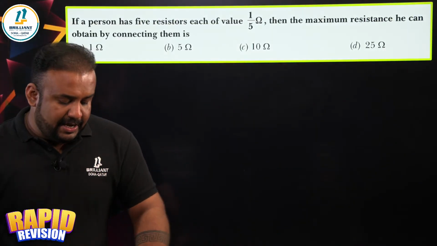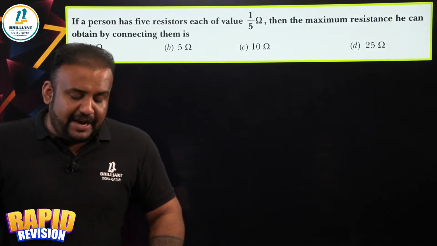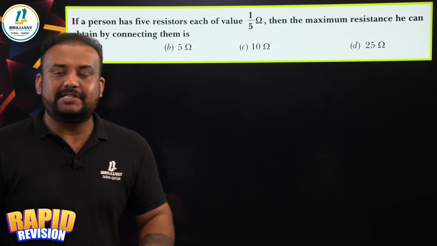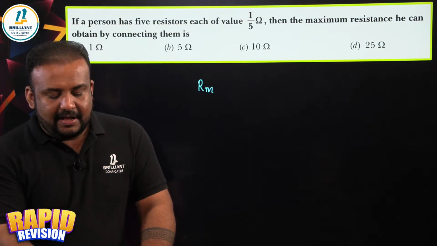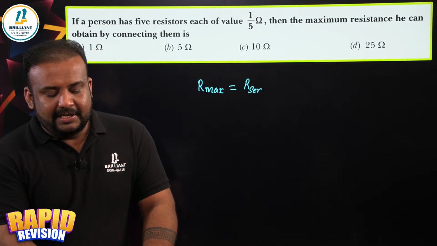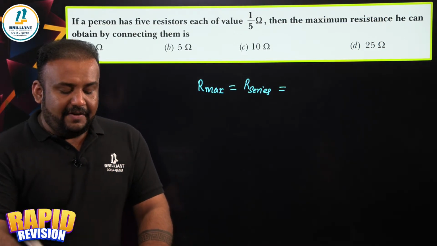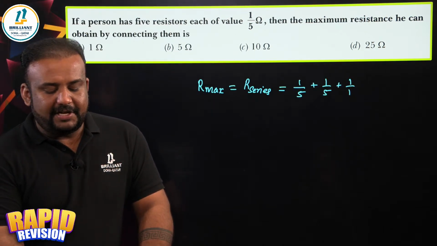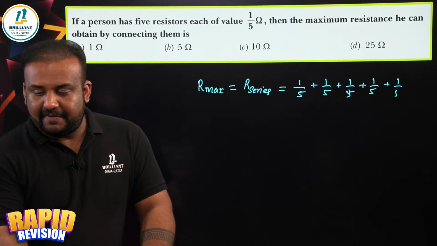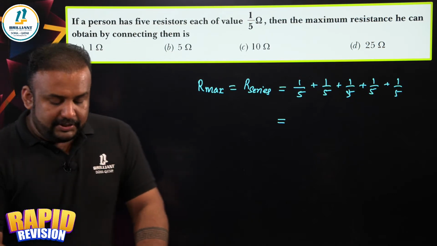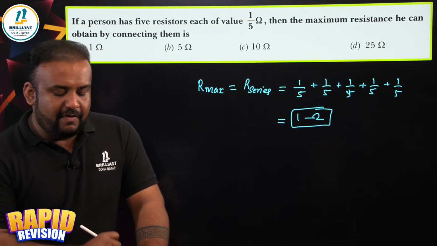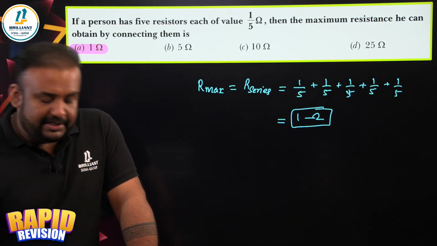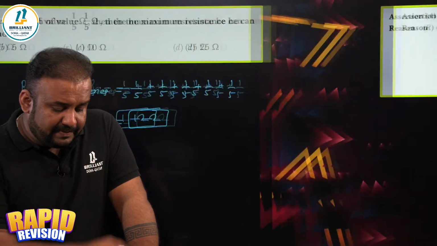Right. Next. If a person has 5 resistors, each of value 1/5 ohm, then the maximum resistance he can obtain by connecting them is. How do you get the maximum resistance? Maximum resistance is by connecting them in series, right? So total 5 resistors, 1/5 each. So the total will be what? 1/5 plus 1/5 plus 1/5 plus 1/5 plus 1/5. Correct? So that maximum he can obtain is 1 ohm. Clear? Right. Let's go to the next question.